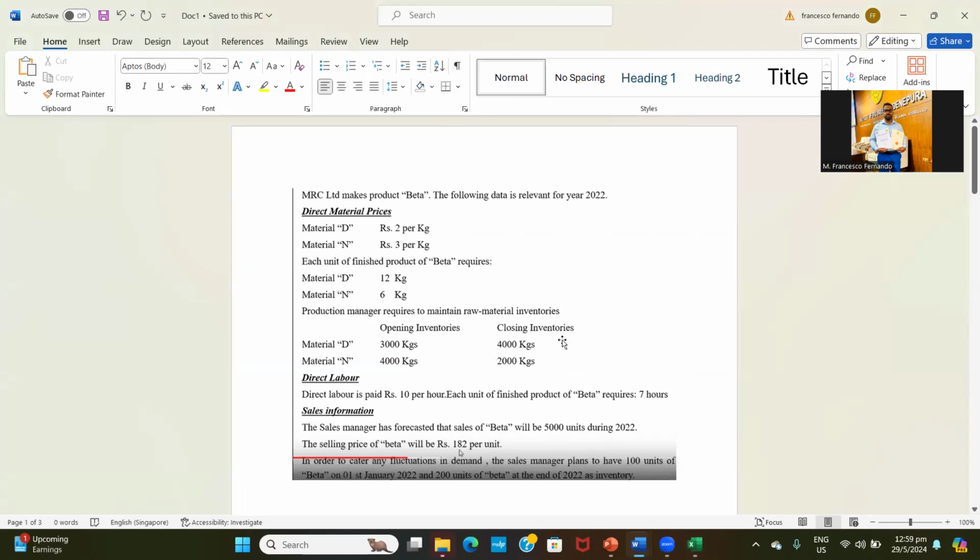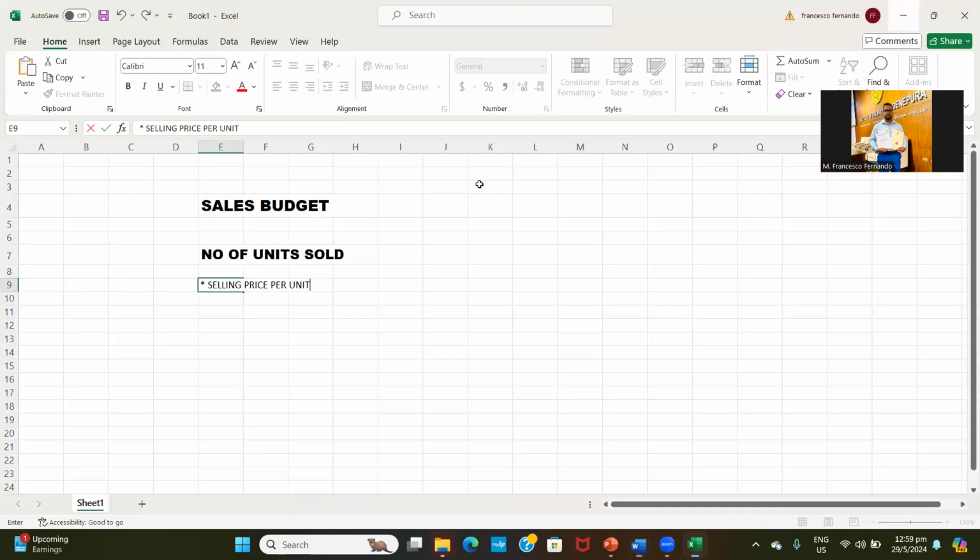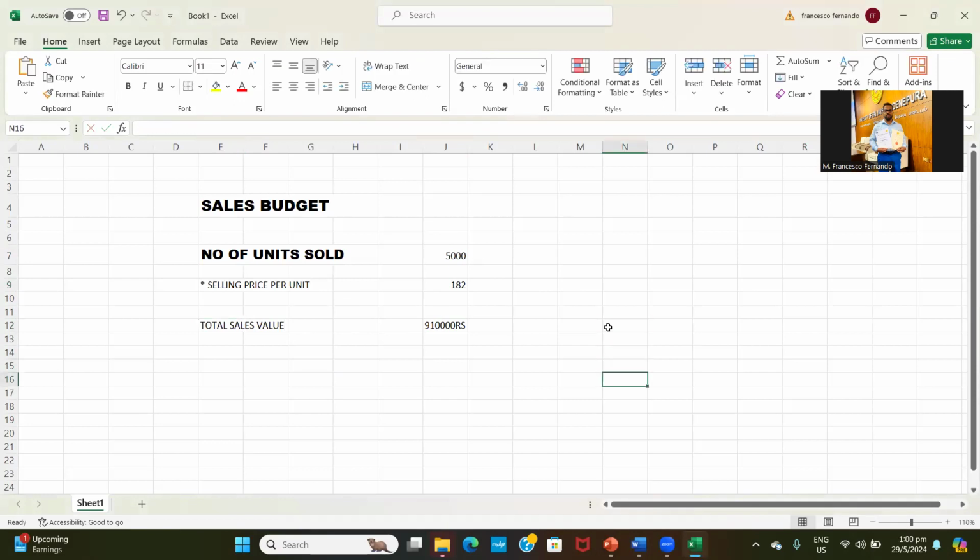And the selling price is 182. So 5,000 into 182. The answer, the total sales value, will be 910,000 rupees. So this is the sales budget. And then if we move to the second type of budget, that is the production budget.